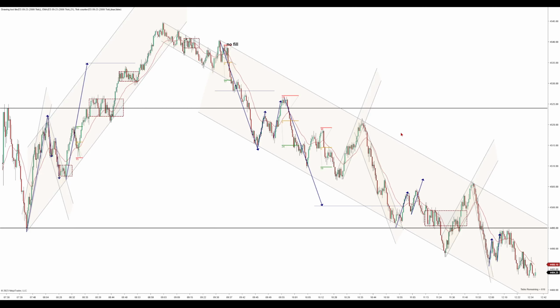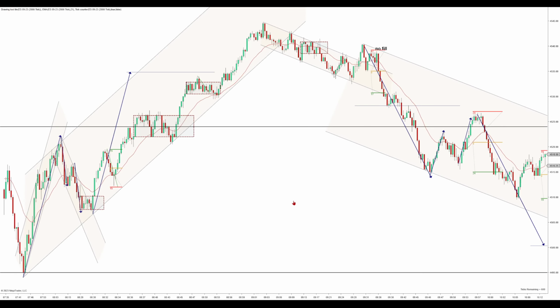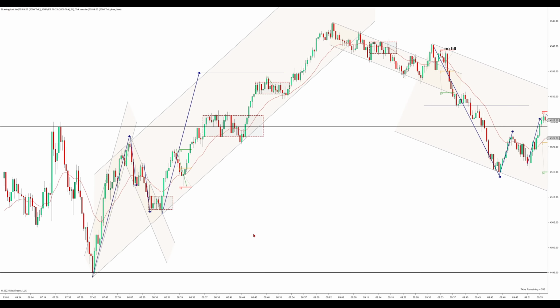I'm trading the ES futures on a 2000 tick chart with a 21 EMA. So I've got the overnight high up here and the overnight low down here. These are our key levels for the day. I started trading right here at 8 Central Time.